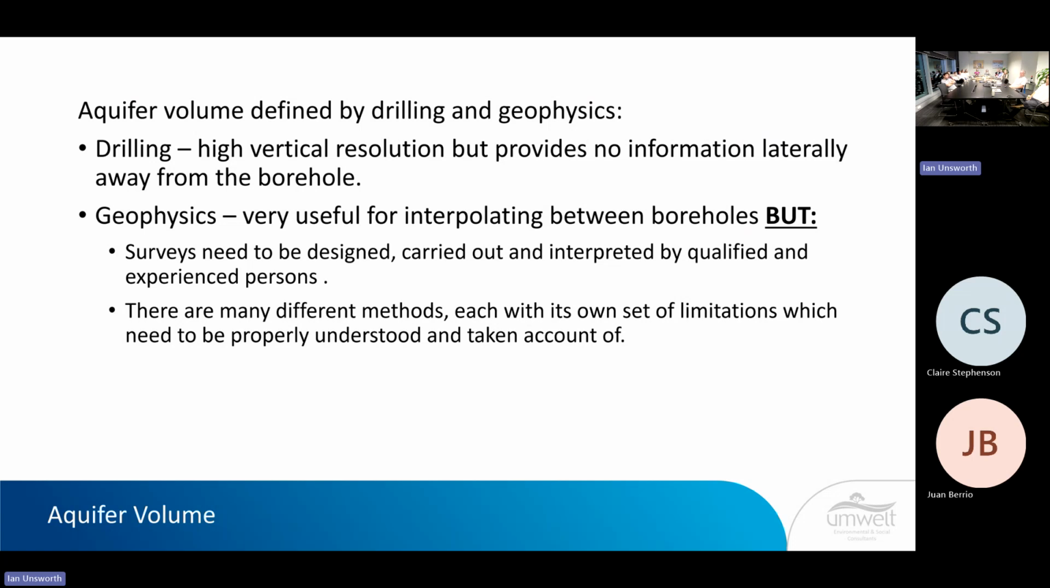But aquifer volume we define by drilling, obviously. It's high vertical resolution, but no information laterally. And they do a lot of geophysics to interpolate in between the boreholes. But obviously it has its limitations and needs to be done properly and by the correct people. Then it needs to be a correct choice of methodology.